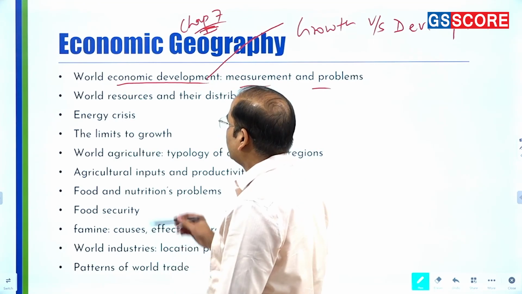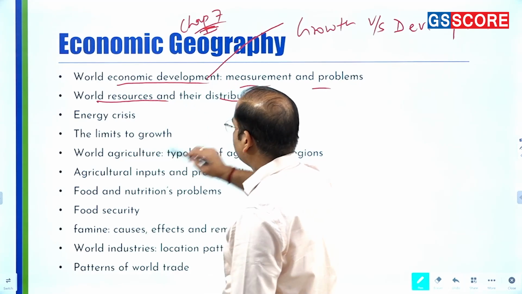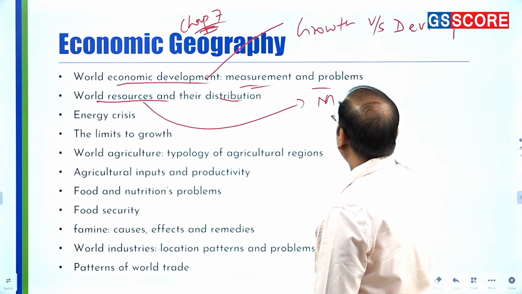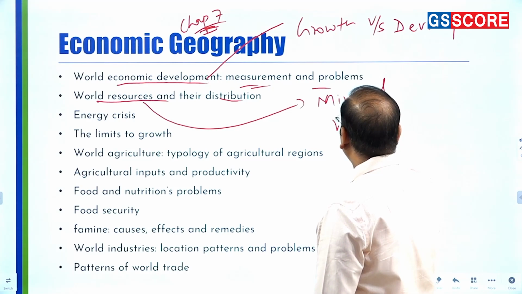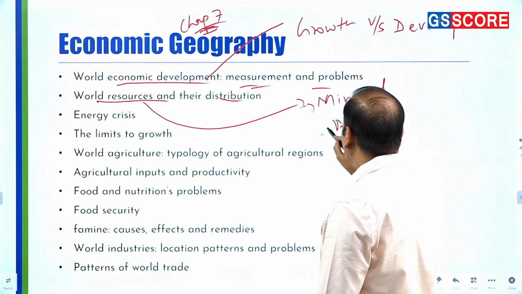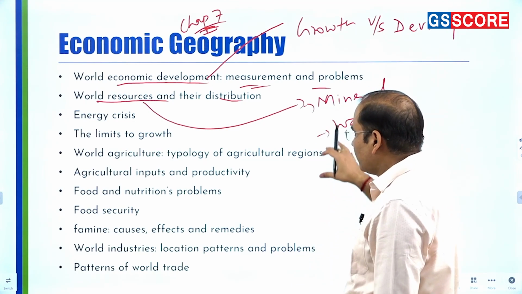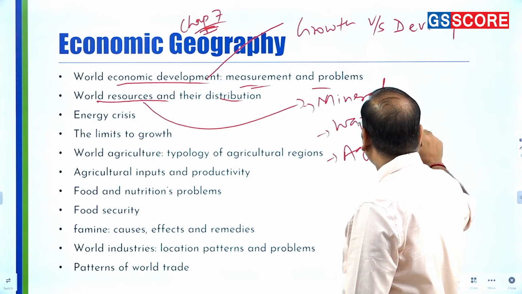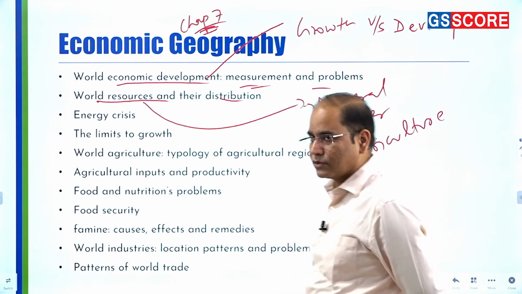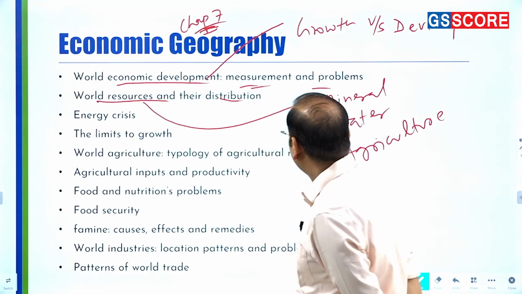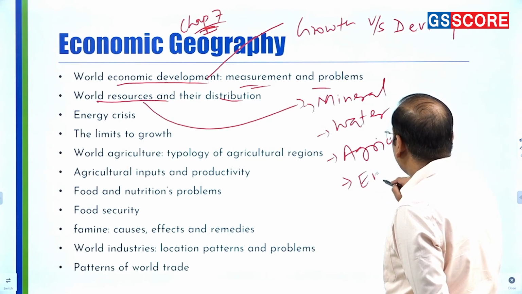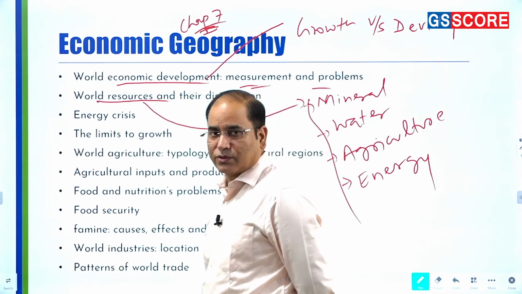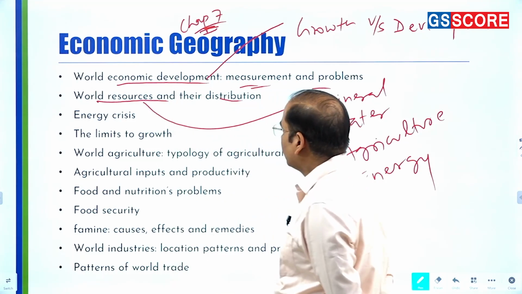Moving to the next topic, that is the world resources and their distribution. Now, there are different types of resources. We have mineral resources, we have water as a resource, soil as a resource, but the main focus here is on mineral, water, agriculture, these resources that need to be covered. In fact, within the mineral we have the energy resources. So, these are some of the important resources that you need to focus on.